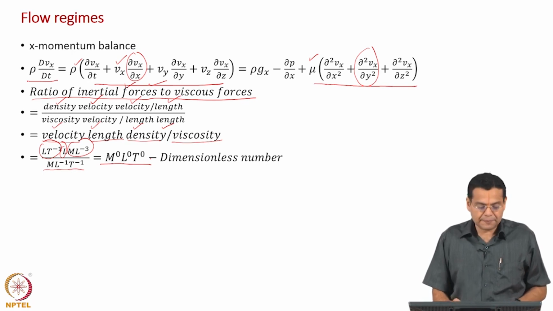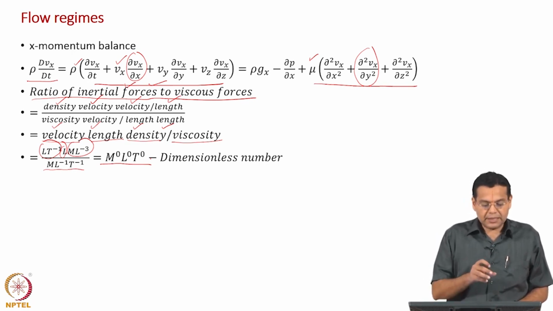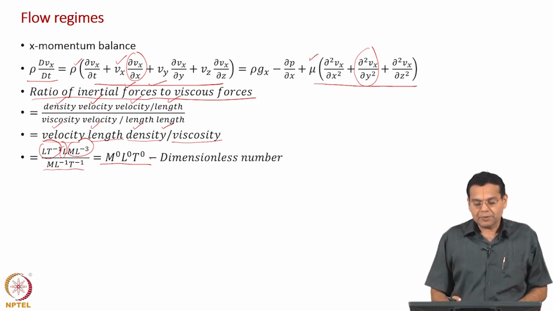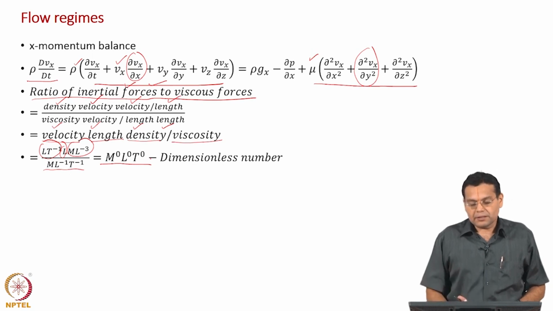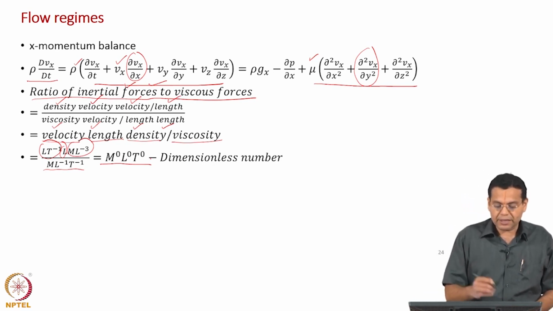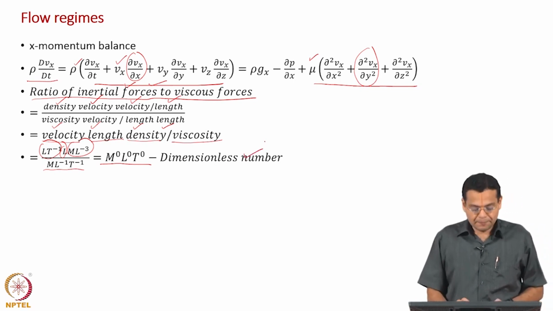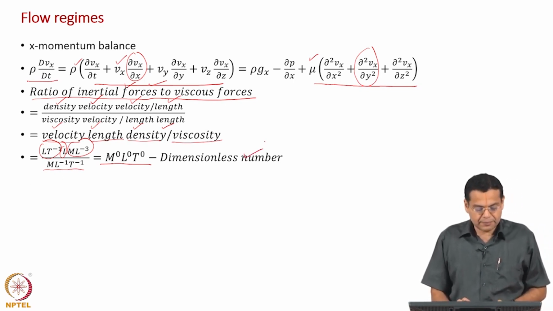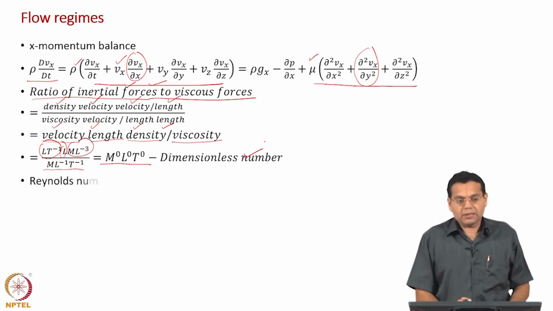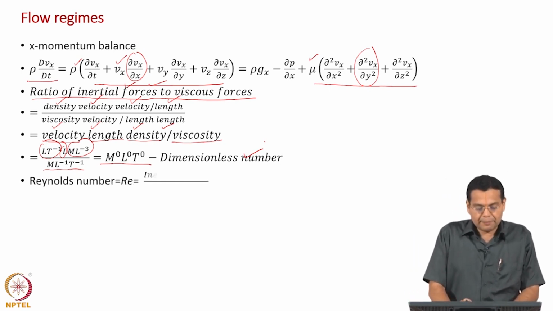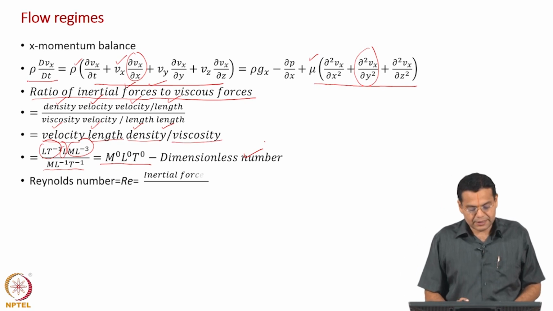That is not surprising, because these terms have been taken one from the left hand side, one from the right hand side of a conservation equation. Dimensions of all the terms on the left hand side and the right hand side in a conservation equation should be the same. That is why when we took the ratio of these two terms, we ended up with a dimensionless number. And this dimensionless number is called the Reynolds number, named after Osborne Reynolds, a scientist.